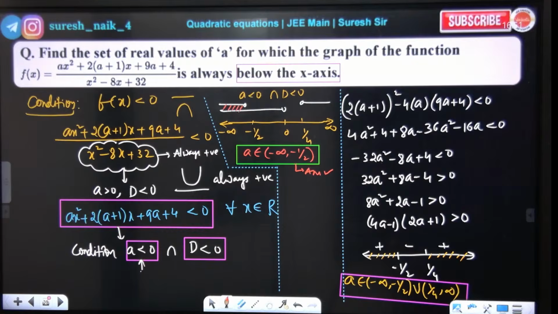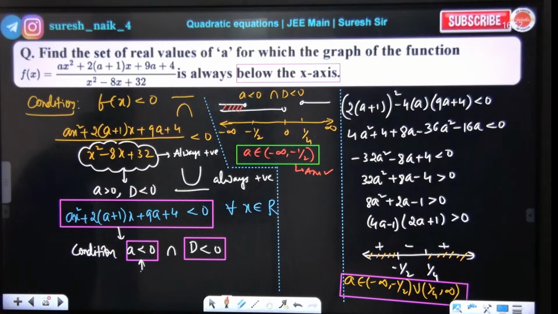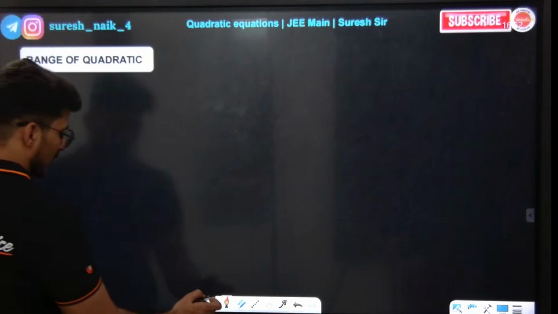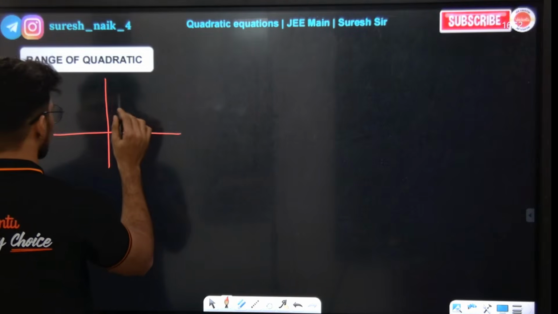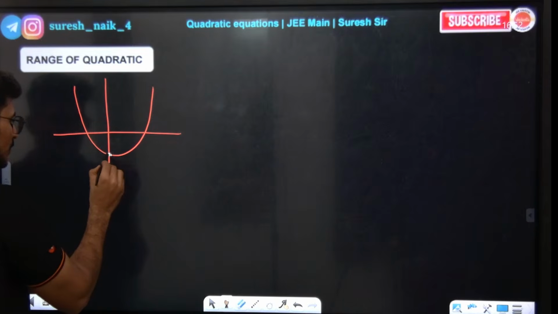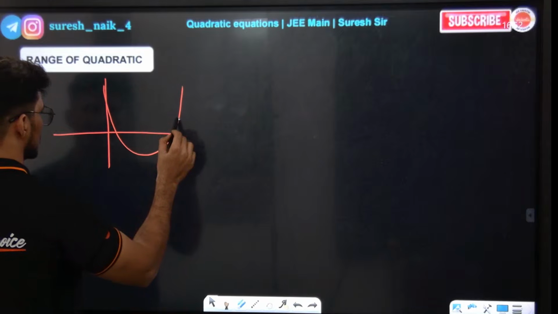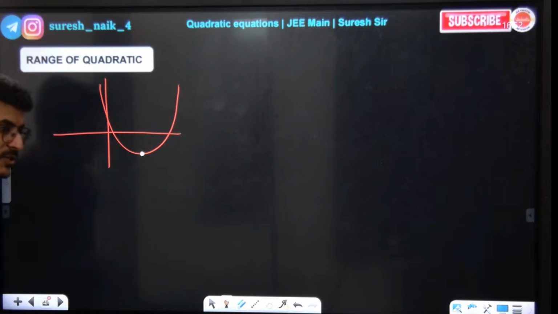Next we will talk about the range of a quadratic. As I told you, the range of the quadratic means the portion of the graph covered on the y-axis. See, for example, you have something like this. What is the range? From this point to maximum infinity. So that is what range is all about.